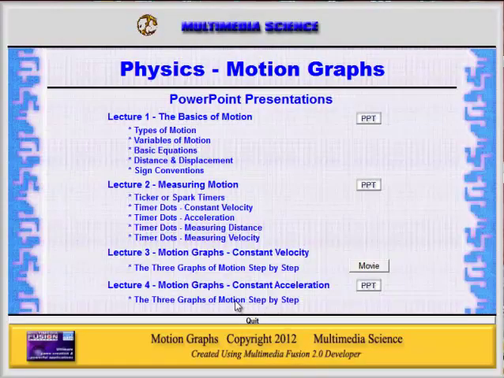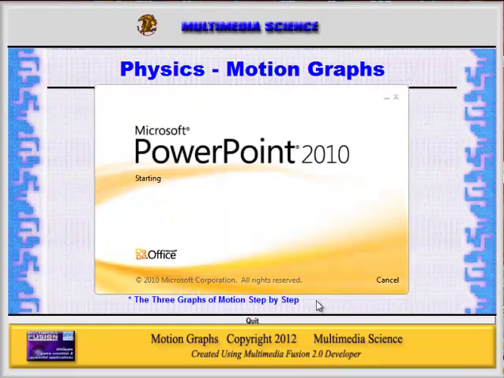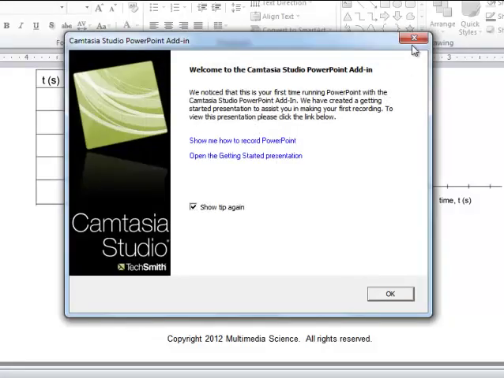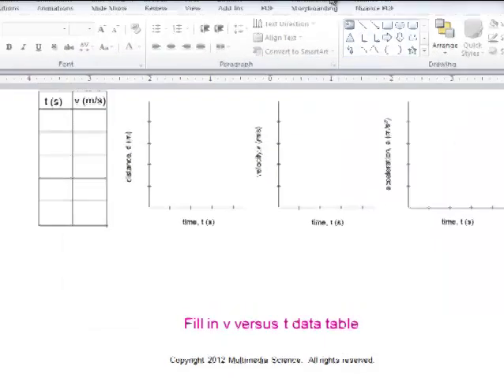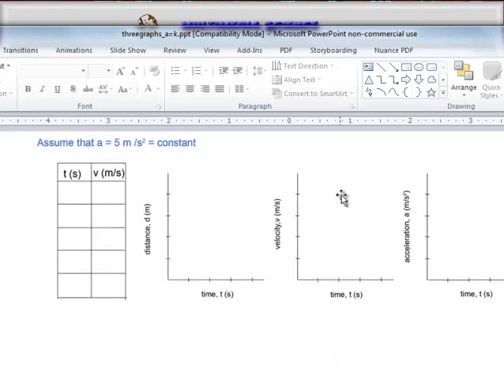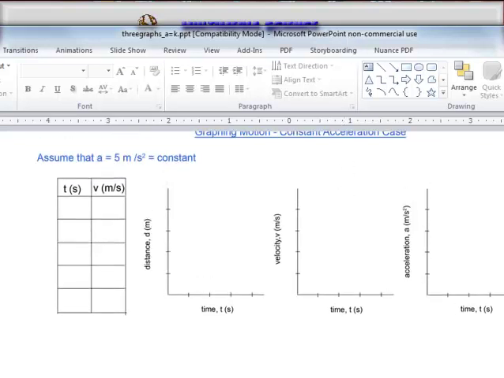So that movie walks the students through the 3 graphs of motion for constant velocity. It gives you a break to walk around and be helping them as they work through the worksheets using the movie. And then during the next lecture on constant acceleration, there's a PowerPoint that allows you to do the same thing step by step, only for the case of constant acceleration.